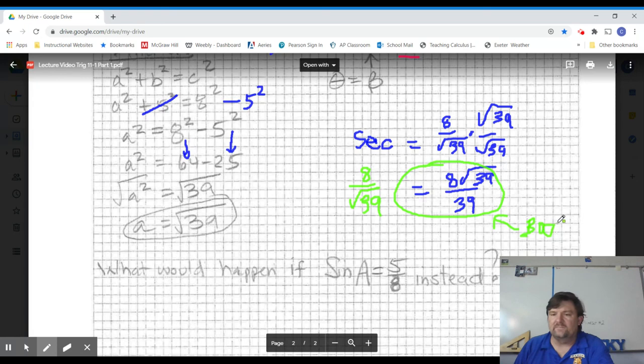All right. So on the next part, you'll be asked to answer a question. What would happen if the sine of A is equal to 5/8 instead of the sine of B? So answer that one for me.